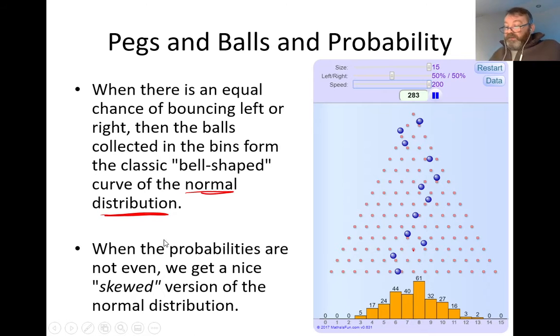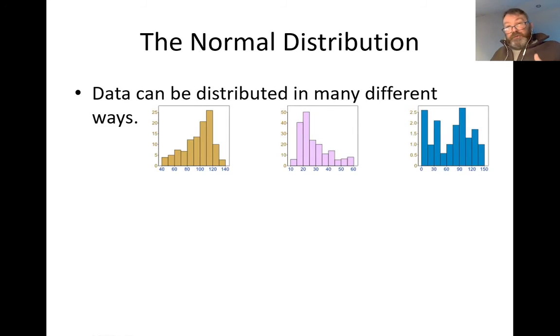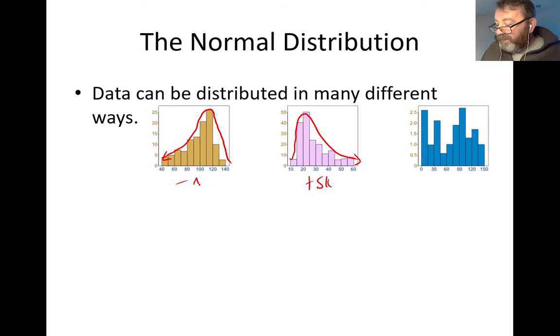So when the probabilities are not even, as I showed you a moment ago, we get a nice skewed version of the normal distribution. Now here's three examples of skewed data. The first two, even though they're skewed away from the center, they still have a name. This one here is what we call negatively skewed data, and this one here is positively skewed data. If you're wondering why they're called negatively skewed and positively skewed, it's the tail. That tail goes off into the negative region, that tail goes off into the positive region. So that's positively skewed, and this one here is negatively skewed.